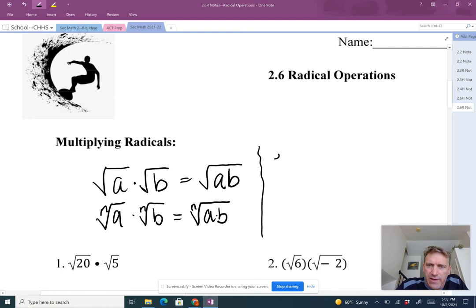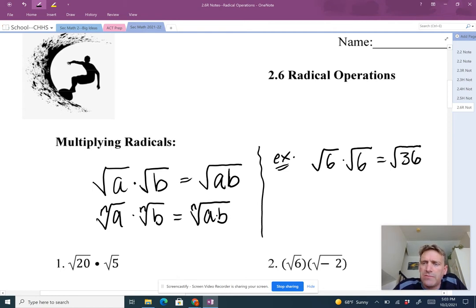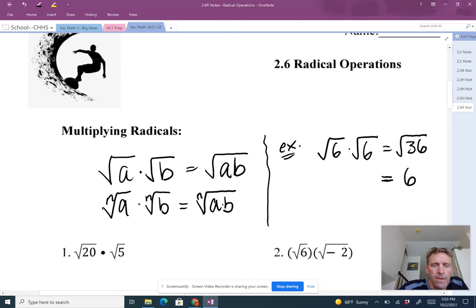Just a brief example of this before we see some other examples. If I took the square root of 6 times the square root of 6, that's equal to the square root of 6 times 6, which is 36. And the square root of 36, you're asking yourself again in the square root, what number multiplied by itself 2 times is this number? And then in the case of the square root of 36, that'd be 6, because 6 times 6 is 36. All right, let's look at example 1.